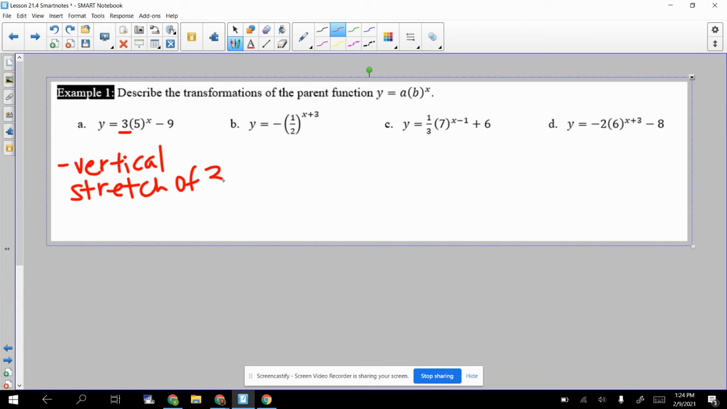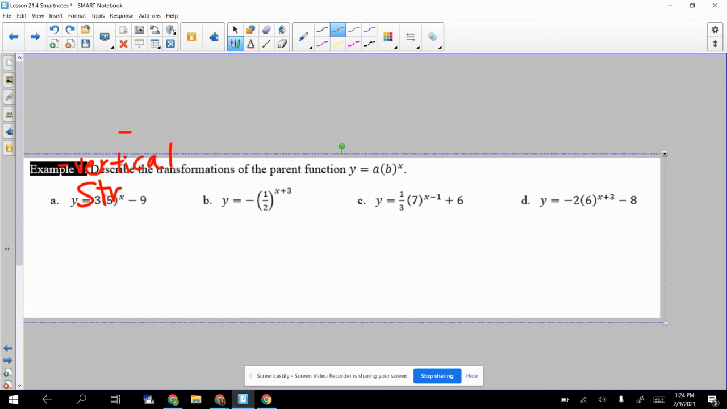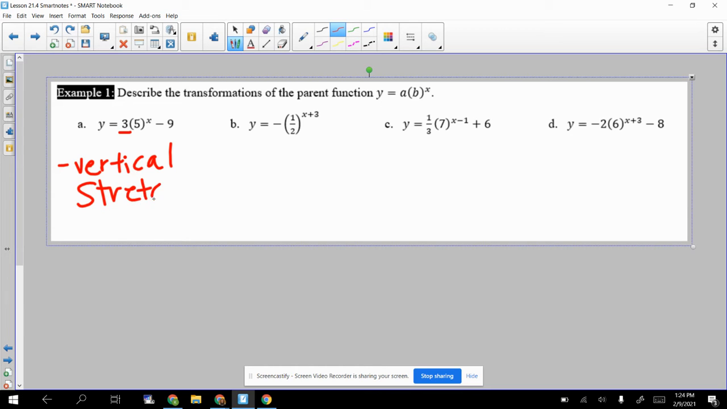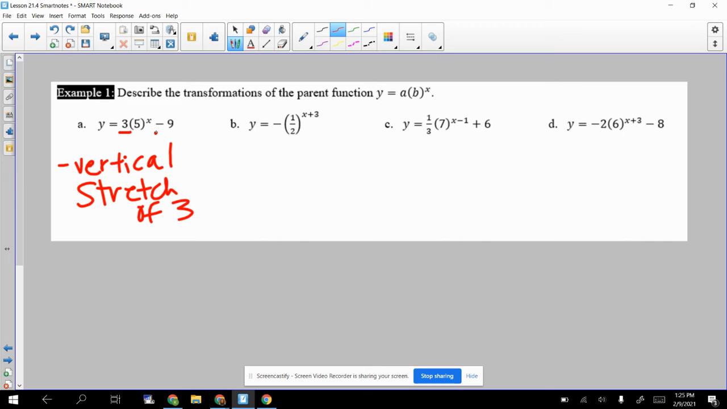Okay, then we also have, so there's nothing with the x up here. So since there's nothing with that x up there, we are not going to do anything left or right. There's no horizontal transformation. But then there is also this minus 9, so it is going to move down 9 units. And that is it for that one. Remember that 5 is your base, so nothing happens there.